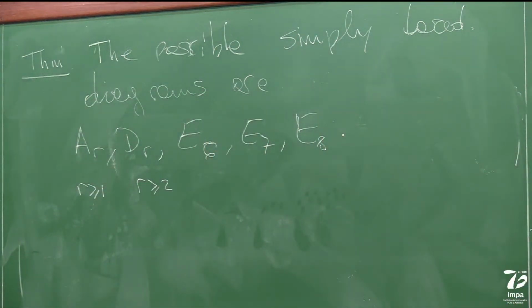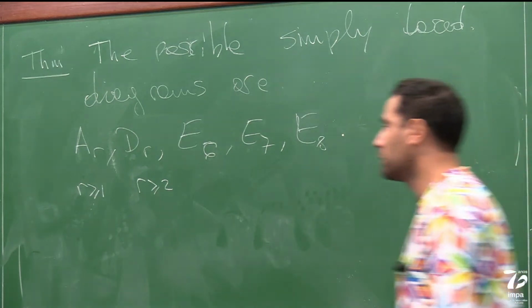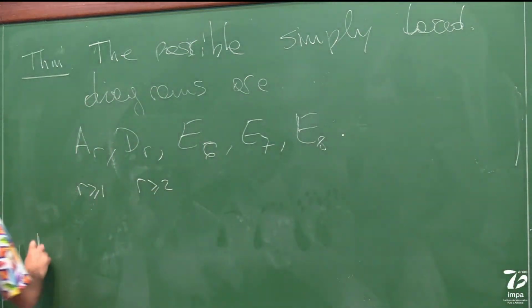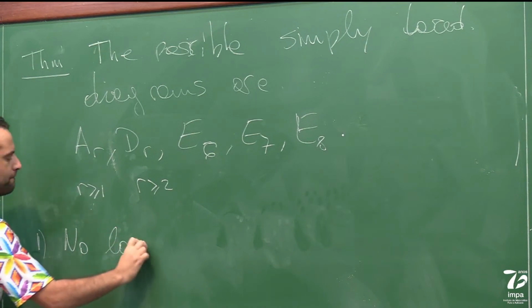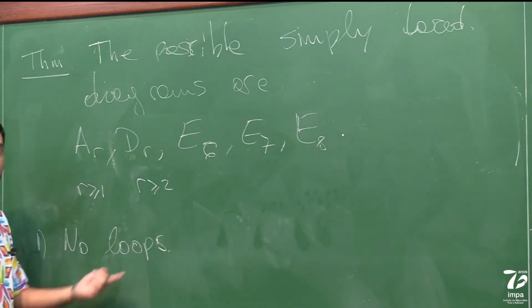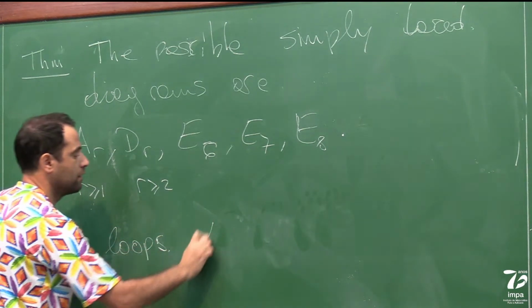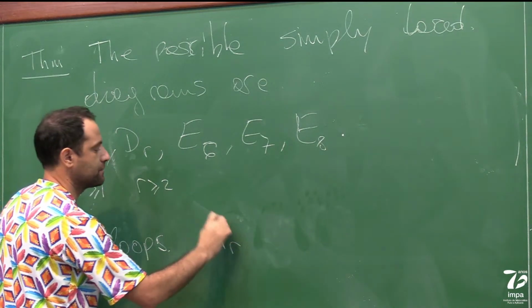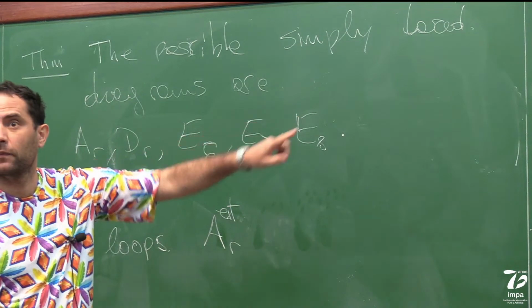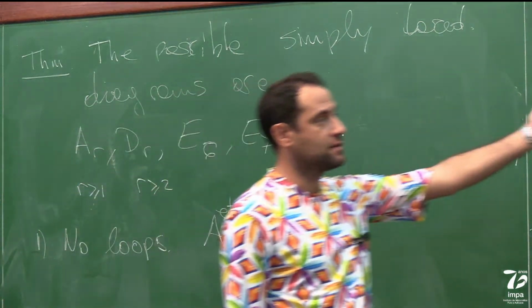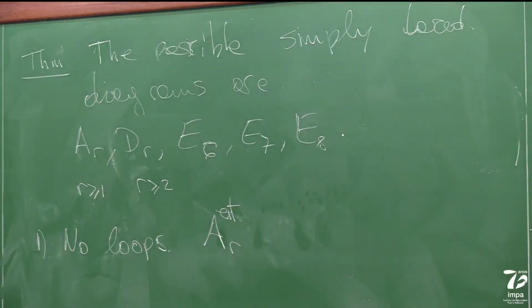Proof. And we don't need much time to prove it. So first observation, there are no loops. Because if you had a loop, then you would have A_R extended, which has a loop. So if you have a subdiagram that is not a Cartan matrix, then you're not a Cartan matrix. Okay.